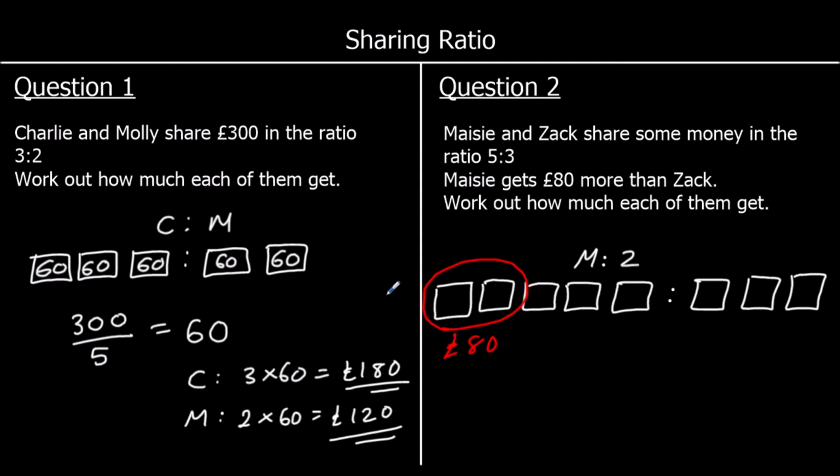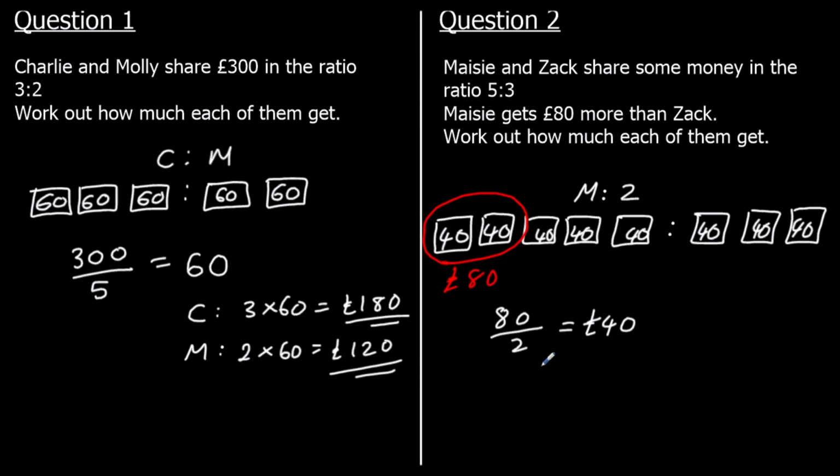So how much goes in each box? Well, the same amount goes in every box. So it must be half of 80, which is £40. So every single box has got £40 in it. So how much does Maisie get and how much does Zach get? Well, Maisie's got 5 lots of 40. 5 4s are 20, so 5 40s are 200. And Zach has got 3 lots of 40, which would be £120.